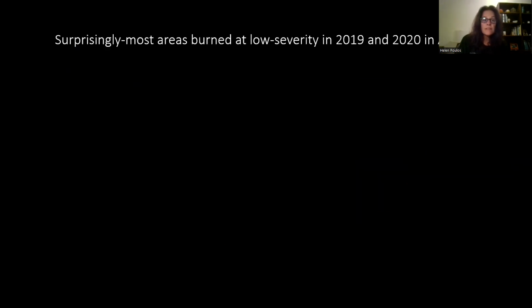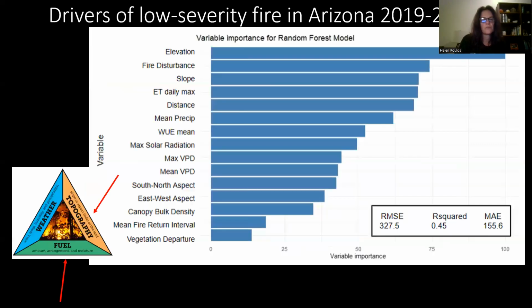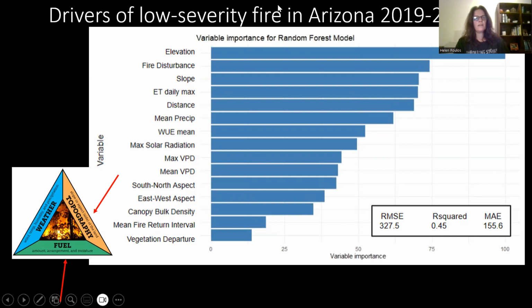And so surprisingly, although the media talks about all these high severity fires that are burning across the landscape in recent years, in 2019 and 2020, and 2019 was quite a drought year, as was 2020, we see that most of the area of the landscapes that burned in 2019 and 2020 in Arizona burned at low severity. So that's really interesting. Low severity fire is really still a component of how these forests burn. And then we built a random forest model using these different remotely sensed data to try to predict what was driving fire severity across these two different fire years.